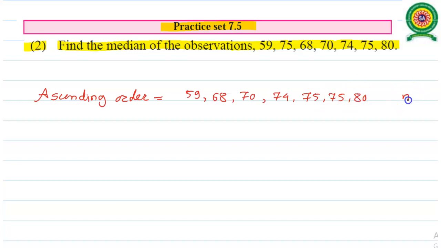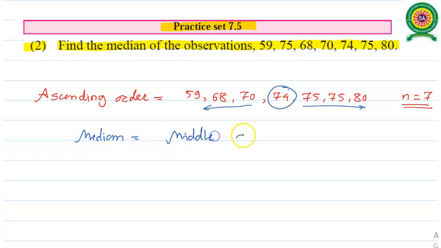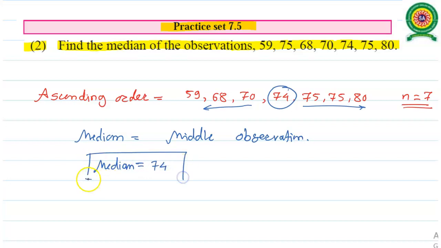Now the total number of observations is exactly 7. 7 is an odd number, so it is easy to find the middle value, or the middle observation. Leave 3 observations towards the left, leave 3 observations towards the right, so the middle observation is 74. So the median equals the middle observation, which is 74. The median for the given data is 74.